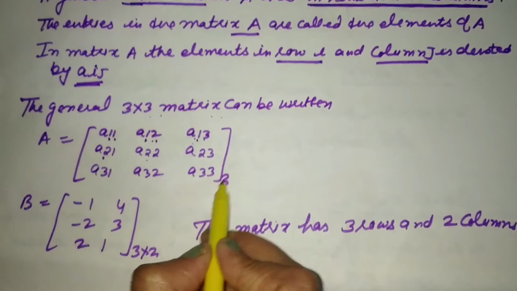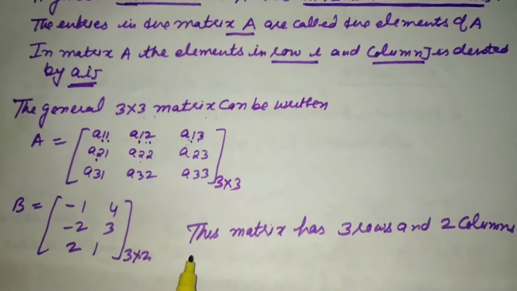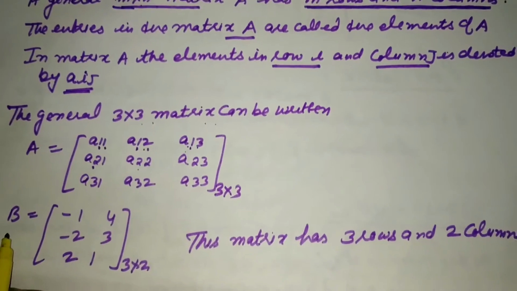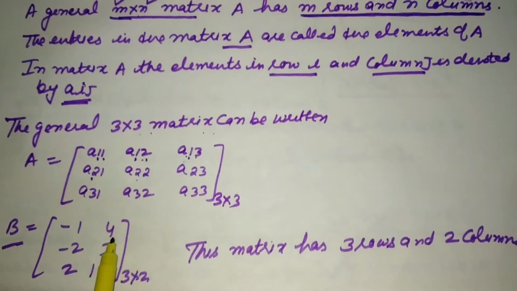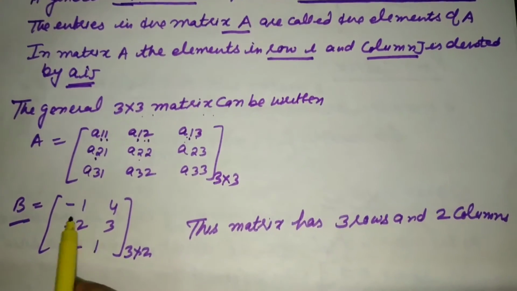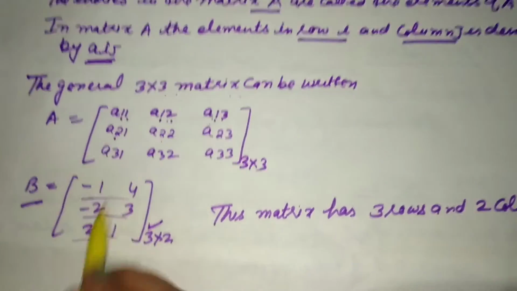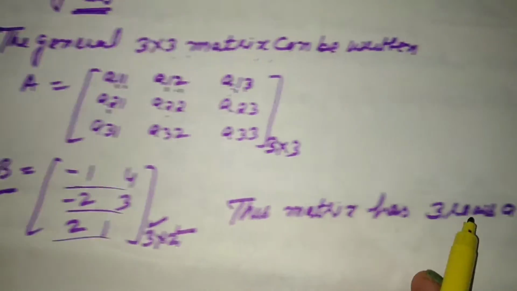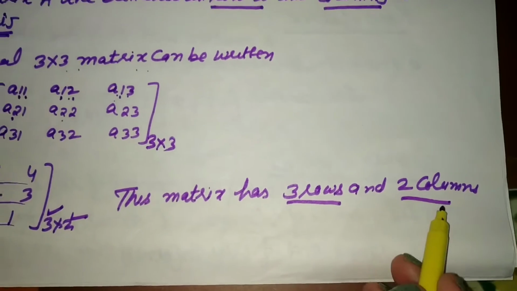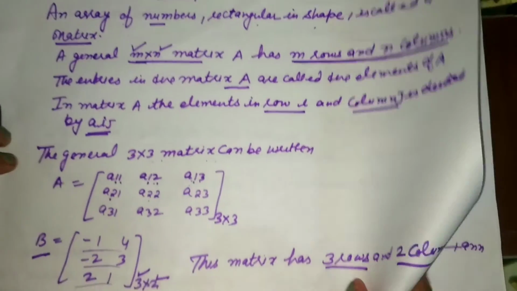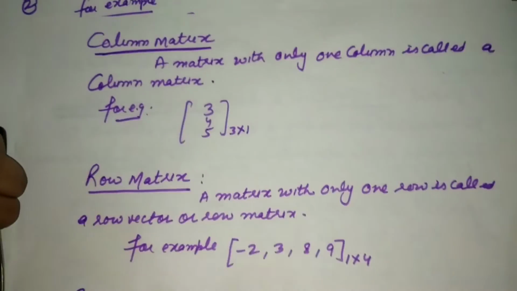So here is a 3 into 3 order matrix. If I consider another example, -1, 4, -2, 3, 2, 1, here 3 rows are taken. That means rows are 3 and columns are 2. So the matrix has 3 rows and 2 columns. That means actually we can say a matrix is a combination of rows and columns.